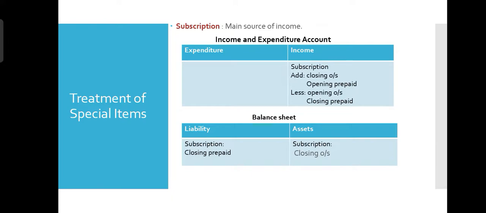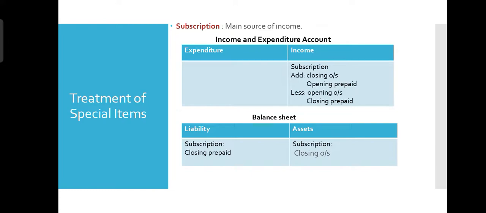Okay, so I have provided the format. Here, income and expenditure account, subscription being an income, it will be credited to income and expenditure account. And with that amount of subscription, you should add closing outstanding and opening prepaid. Opening prepaid means what? It is received for the current year.